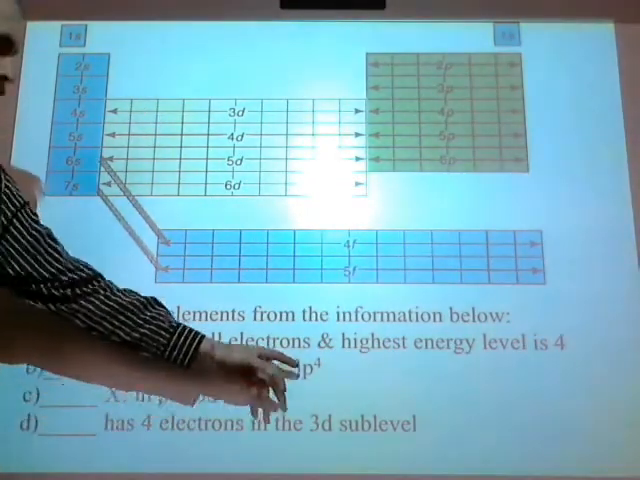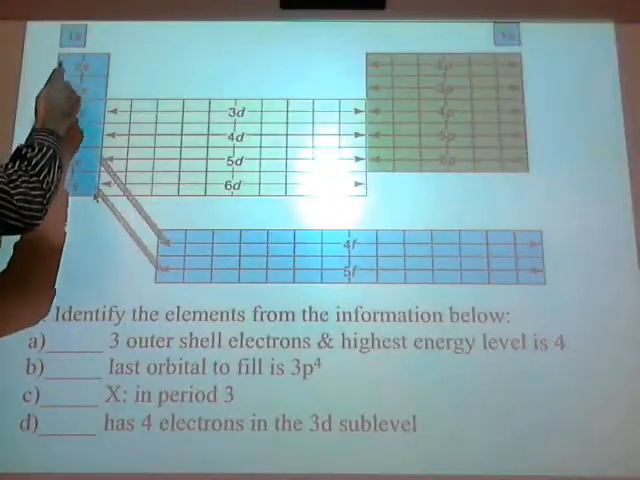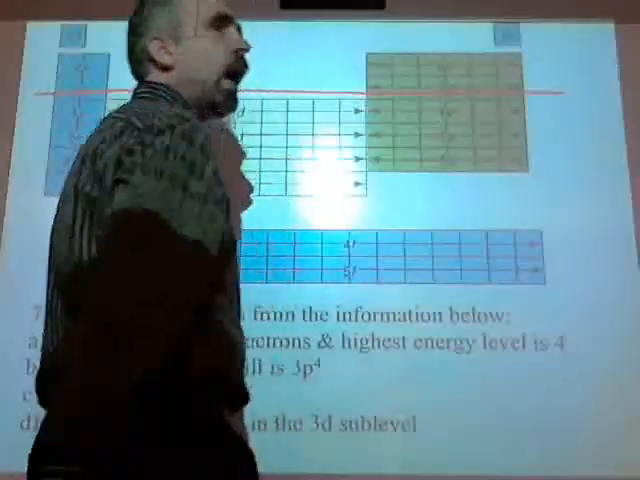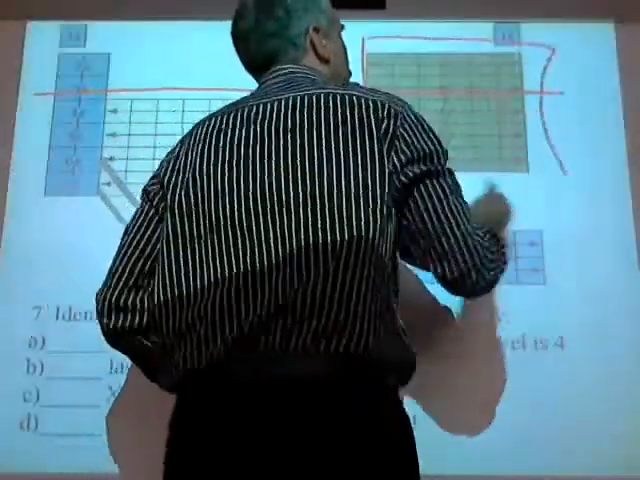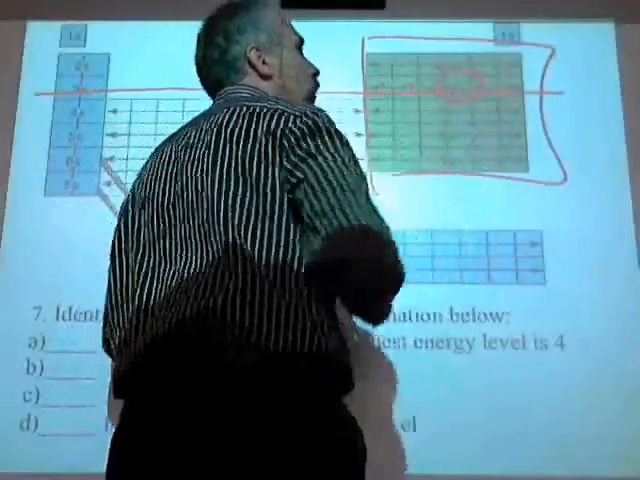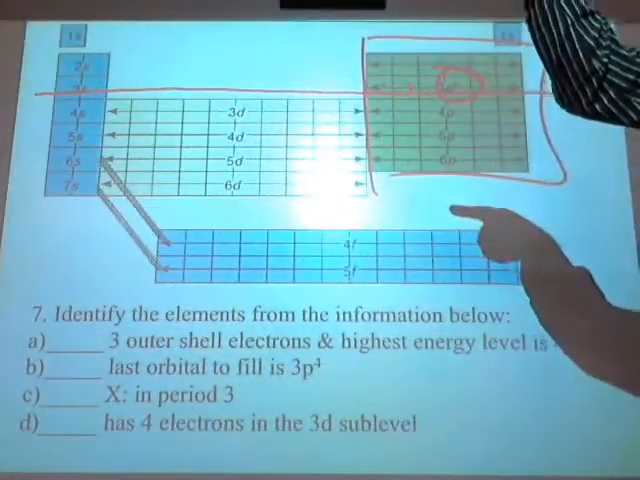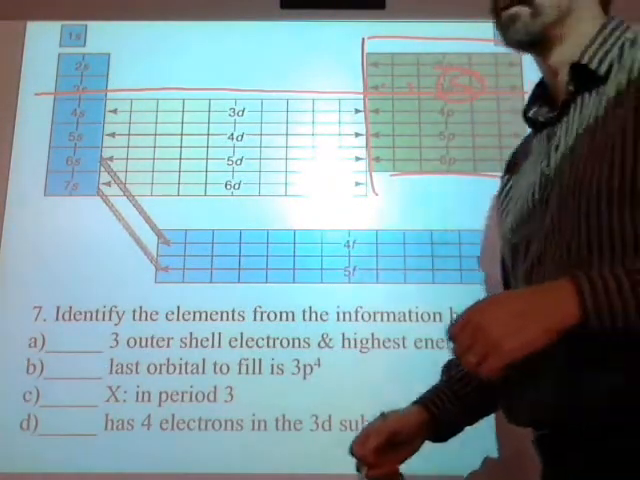The last orbital fill is 3p4. I'm going to be looking in the 3rd row. 1, 2, 3rd row. It's one of these guys. I'm going to be looking in the P block. It's one of these guys. And I'm going to look at the 4th guy in the P block. 1, 2, 3, 4. I don't know who that is, but I can look him up. And what is he? Sulfur. He is sulfur. Okay?